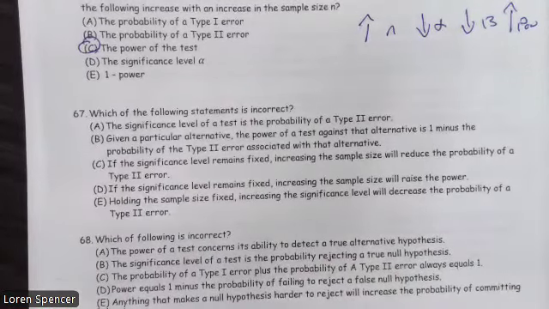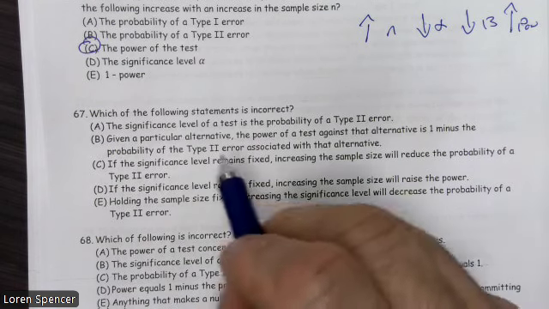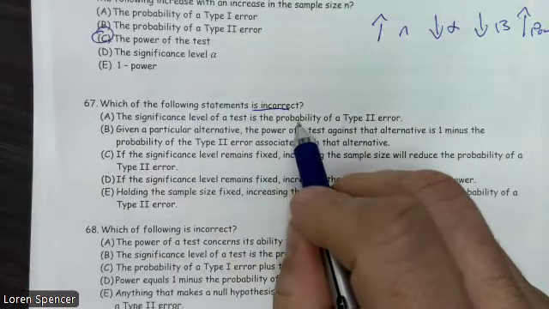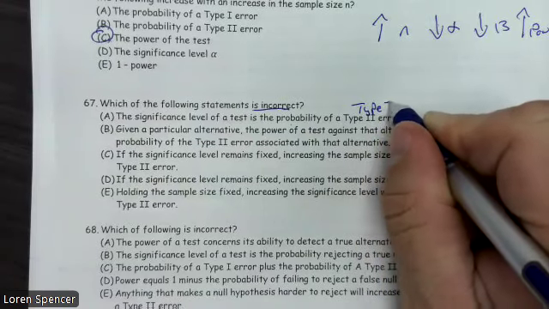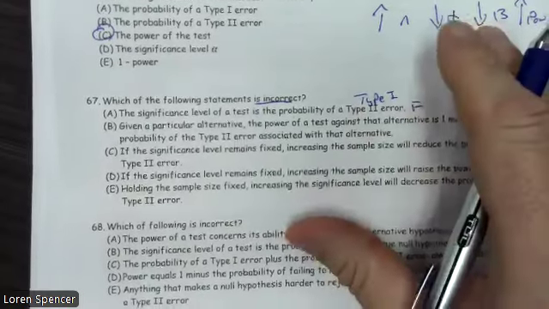Which of the following statements is incorrect? The significance level of a test is the probability of a type 2 error. The significance level of the test is the probability of a type 1 error. So for 67, A is false. So that's my answer.